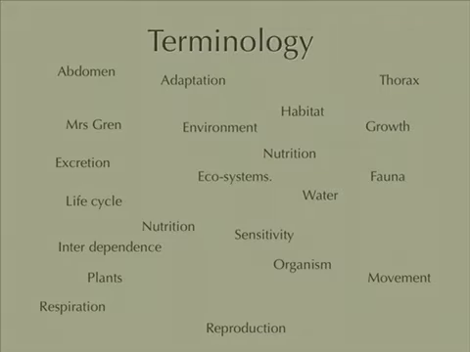Terminology is really important. When you are explaining things, you must use the correct scientific language. Mrs. Green is an acronym for the characteristics of living things. I would like you to find out what Mrs. Green means.